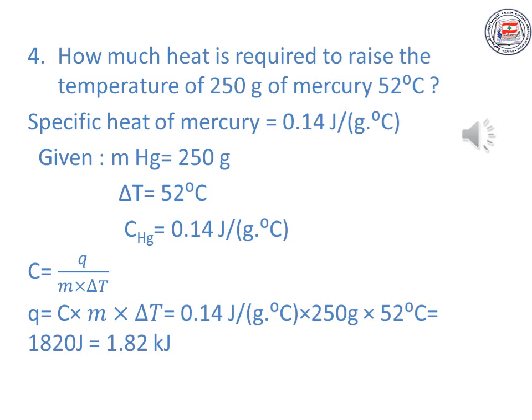So we start with the equation for specific heat and rearrange to find Q, which is equal to C times mass times delta T, equal to 0.14 times 250 grams times 52 degrees Celsius. The answer is 1820 joules or 1.82 kilojoules.